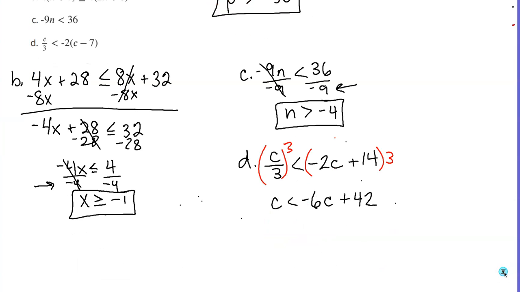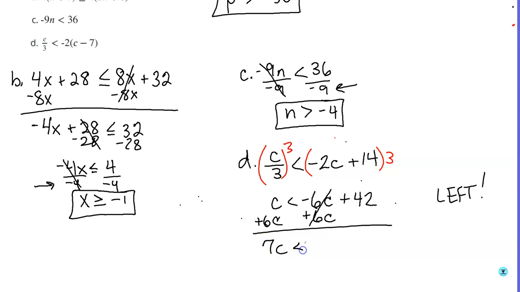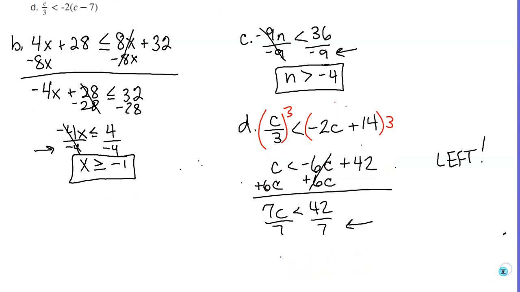Okay, now let's move our variable over to the left. Remember, we always want the variable on the left. So I have to cancel this out by adding a 6C. So I get 7C is less than 42. Final step, divide by 7. This was not negative, so you do not need to flip the sign, and we just get C is less than 6. Okay?